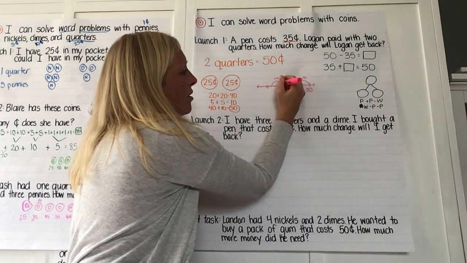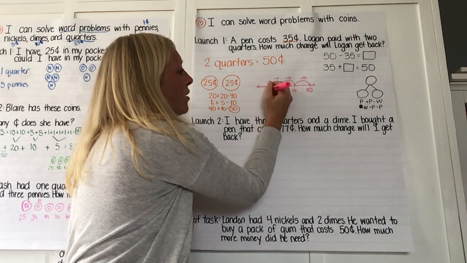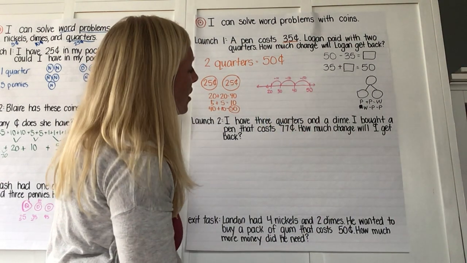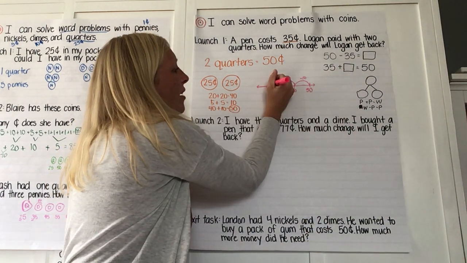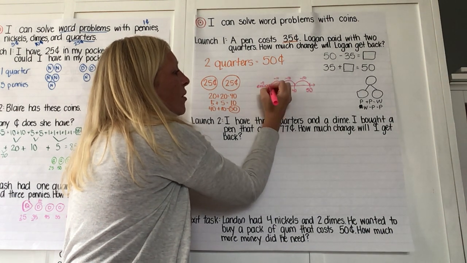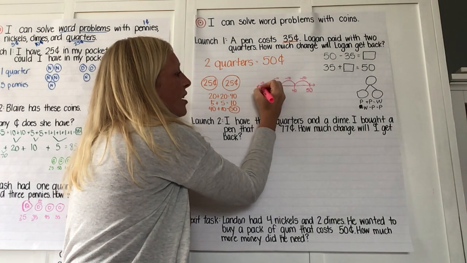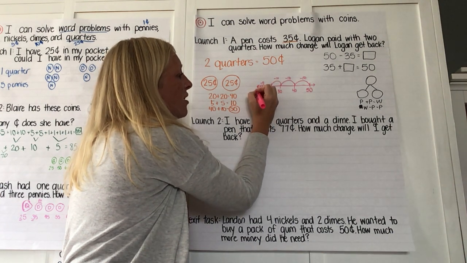40. And then what? 30. Okay, and then what? 20. Okay, and then what did you do? You took away 5. 1, 2, 3, 4, 5. Okay, so that was 19, 18, 17, 16. And what did you land on last?